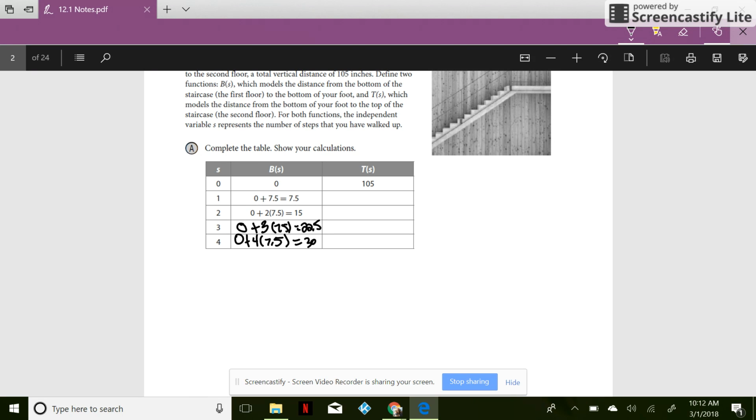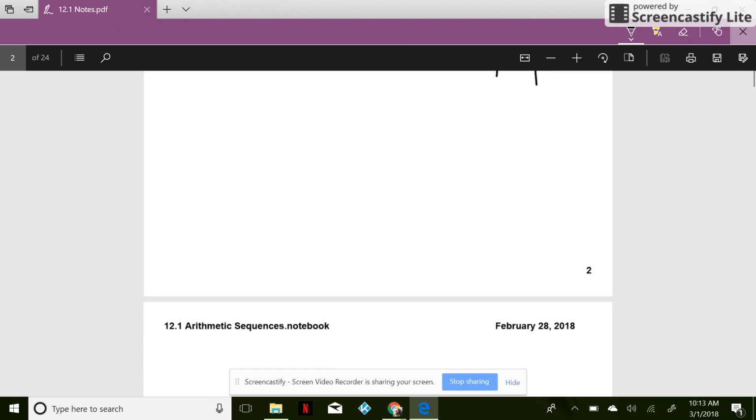TS is kind of backwards. We're going down, so it's our distance from the top of the stairs. We're starting at the top at 105 inches, so this time we'll have to subtract for each step. 105 minus 7.5 is 97.5. And then on the second stair, we're subtracting 2 stairs of 7.5 to get us to 90 inches. Continuing on, 3 stairs to get 82.5, and then 4 stairs to get 75 inches.